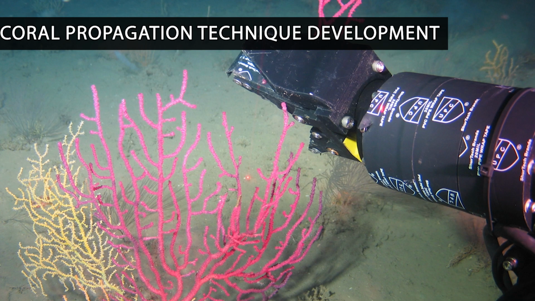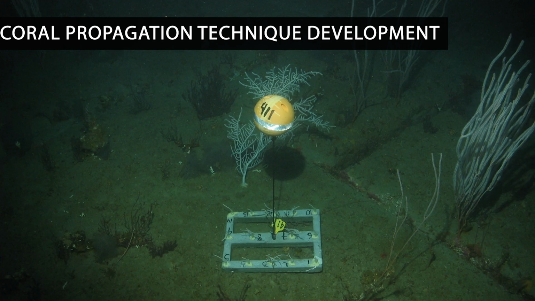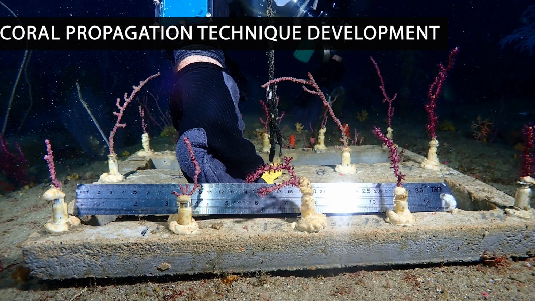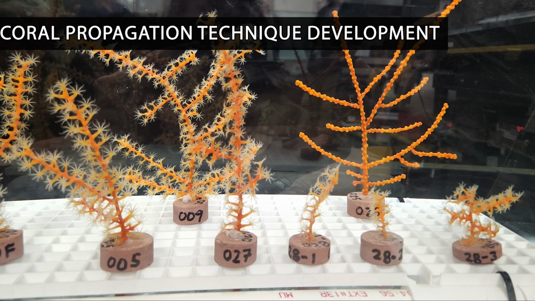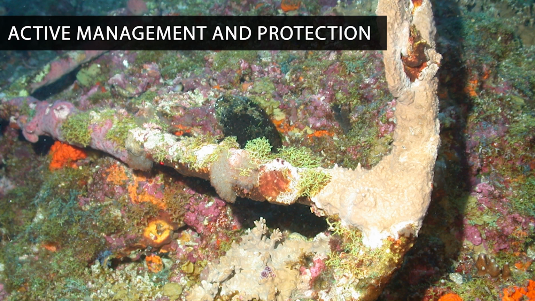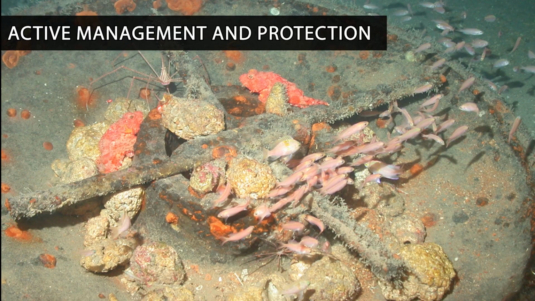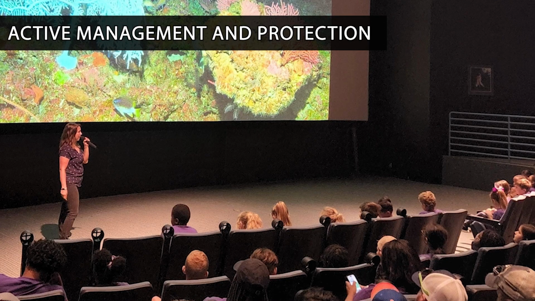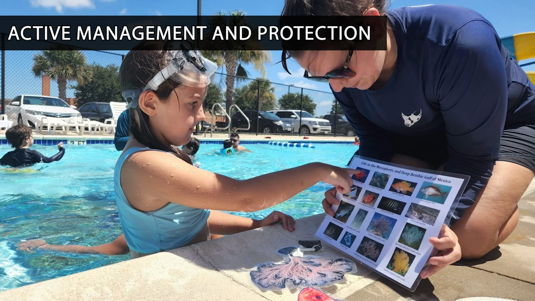The Coral Propagation Project involves collecting samples and testing different methods to help corals grow and reproduce in the wild and in labs in order to help replace the corals impacted by the oil spill. The Active Management and Protection Project is working to reduce the threats that these ecosystems face and connect this restoration work to the public.